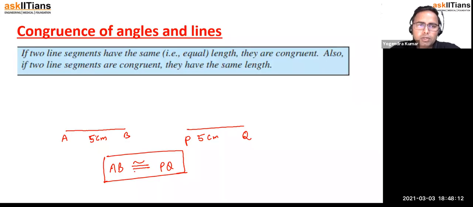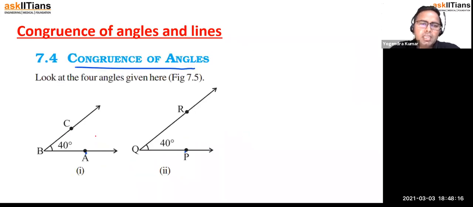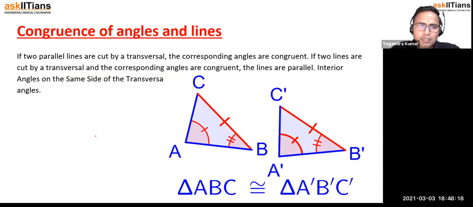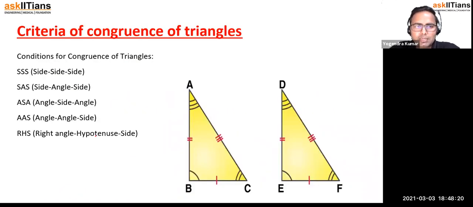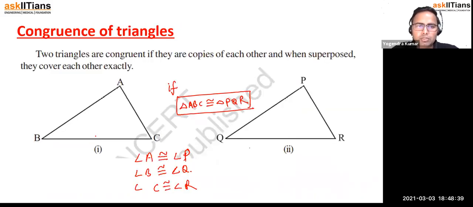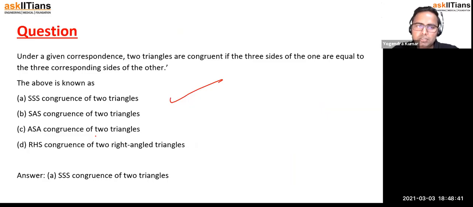What are congruent line segments? Equal line segments are congruent line segments. Equal angles are congruent angles, right? Two triangles are said to be congruent if they satisfy these criteria. There are five criteria: SSS, SAS, ASA, AAS, and RHS. We will discuss all these criteria in more detail next class, but as of now you can just remember their names. So these criteria should be fulfilled.